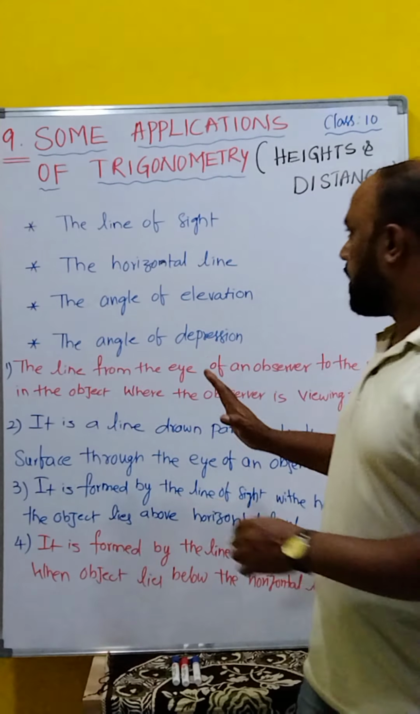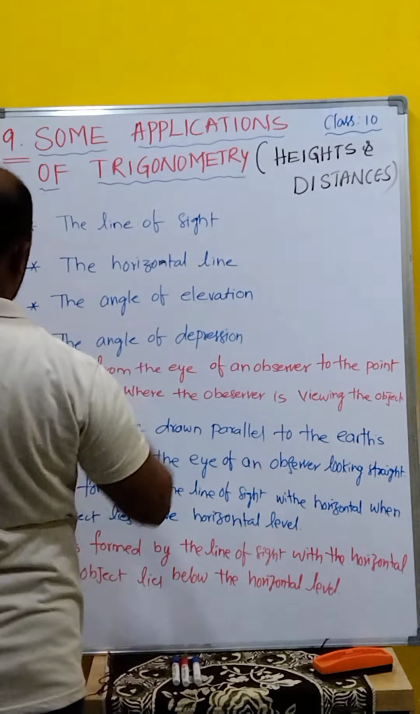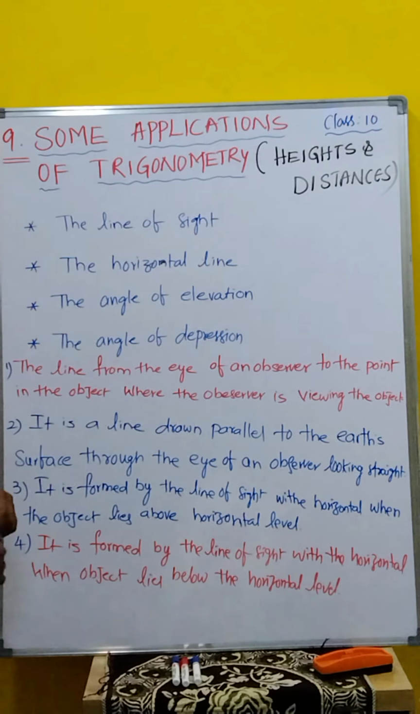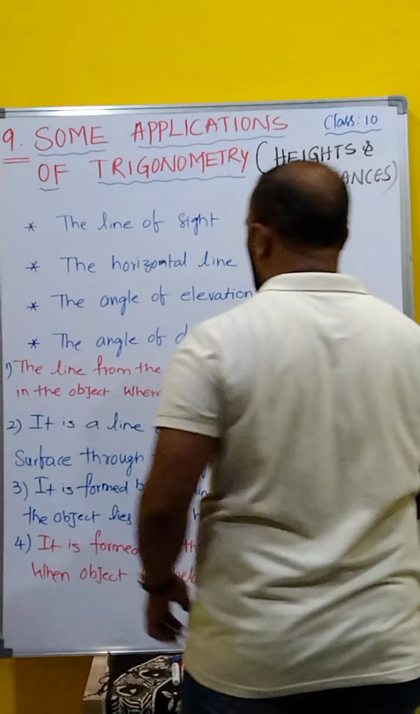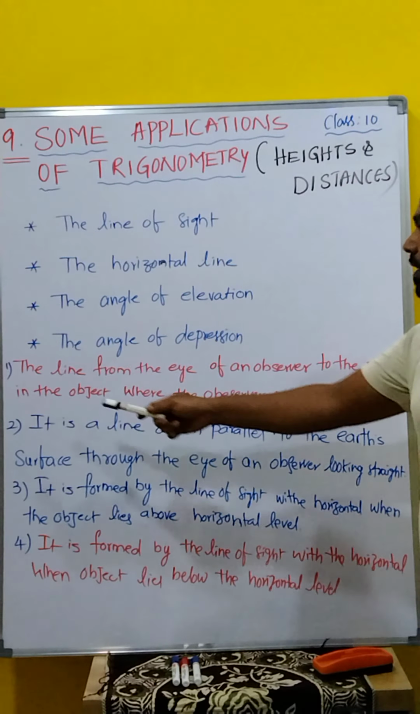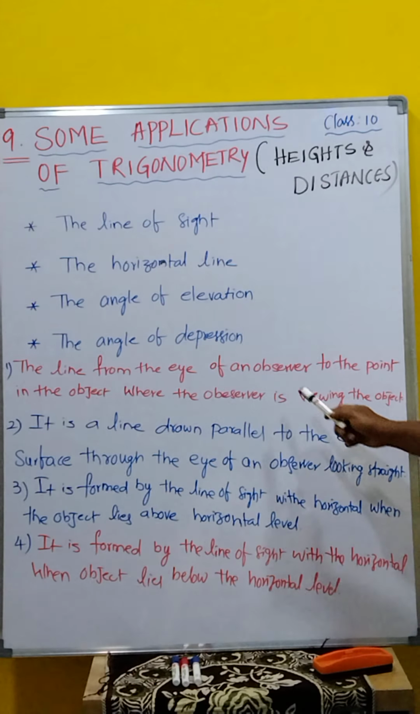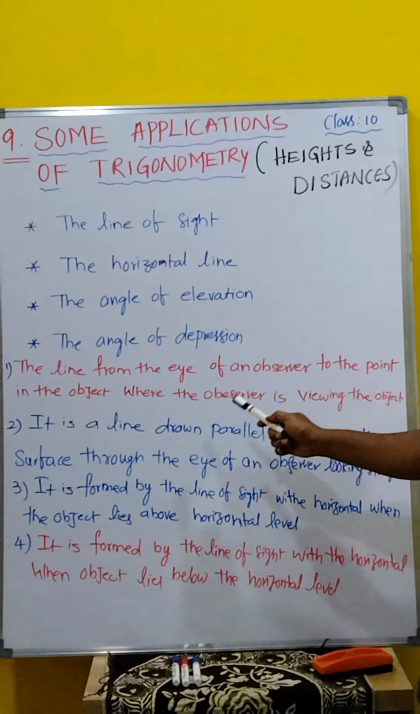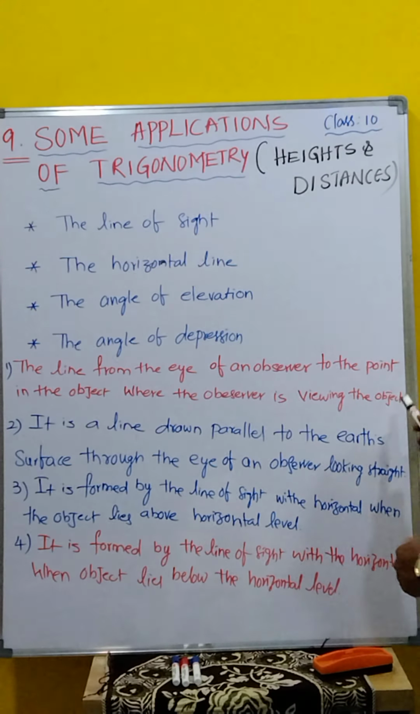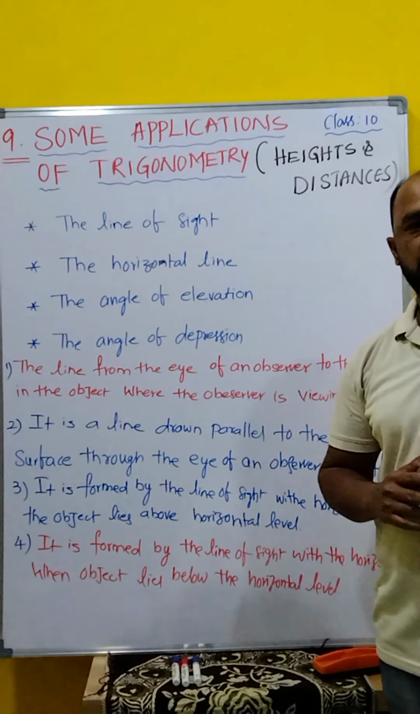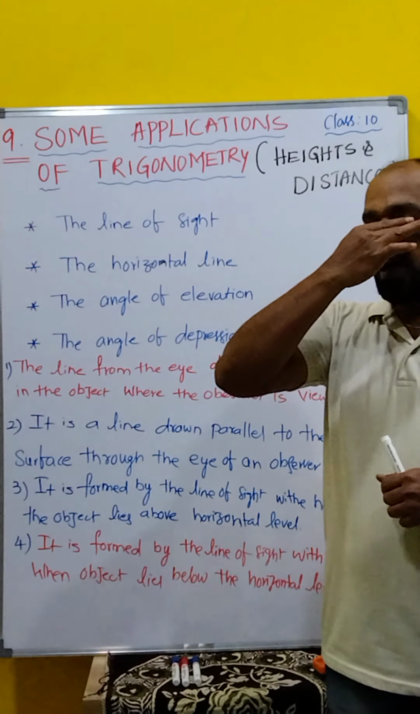Now we'll go for the clear definition of these four. First one is the line of sight. What is the line of sight? The line from the eye of an observer to the point on the object where the observer is viewing the object.